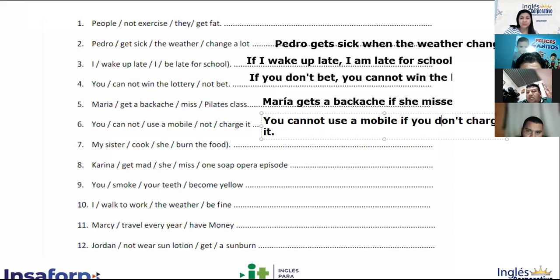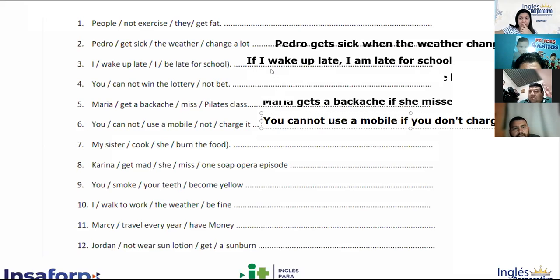Diga, Nancy. Ready, chair. Hello, Nancy. No, no estaba diciendo nada, solo estaba formando la oración, teacher. Okay, thinking out loud. It's okay.